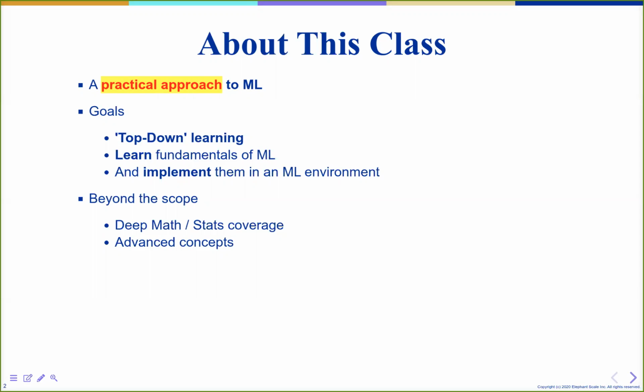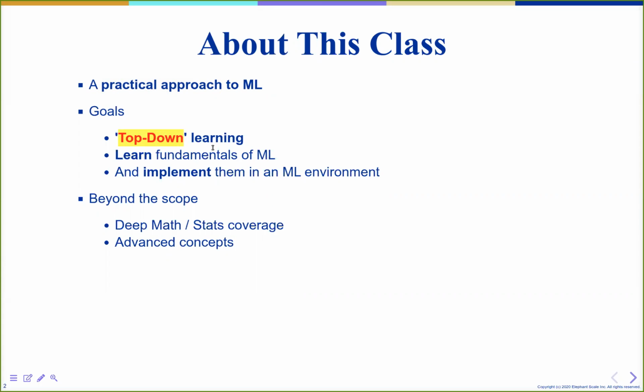We write some code, we try it out, and then we say, oh yeah, now I see how this is working. Once you have the code working, you do a little deeper dive and ask, what's going on? What are the concepts? That's how we engineers learn. This kind of learning is what we call top-down learning.